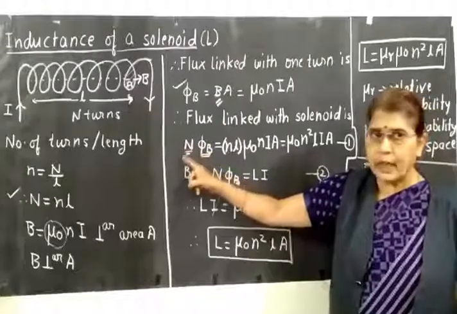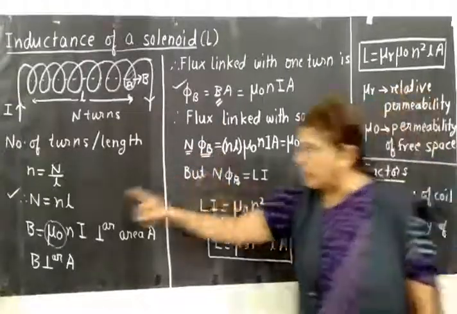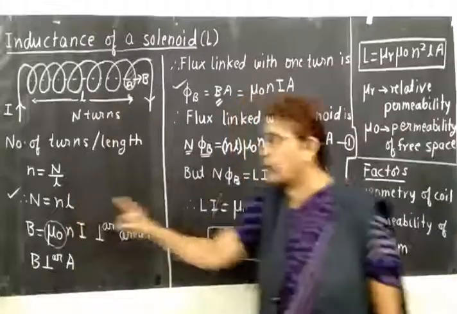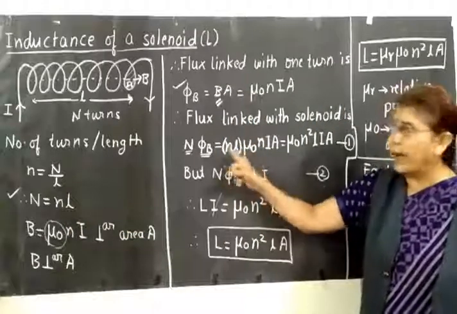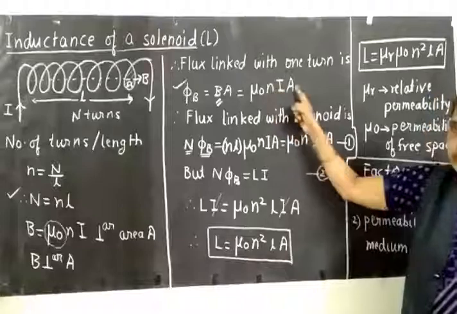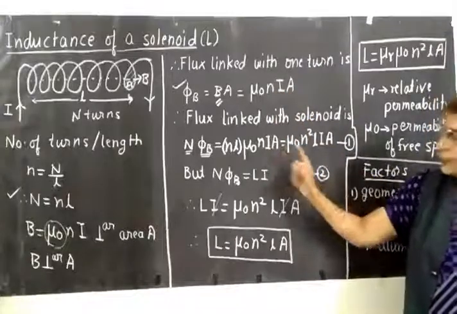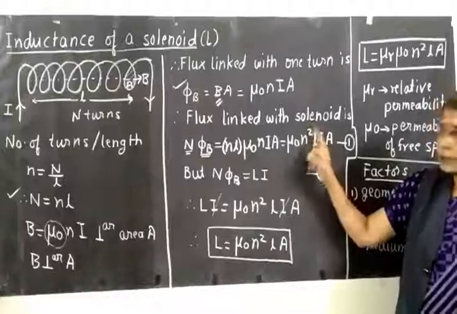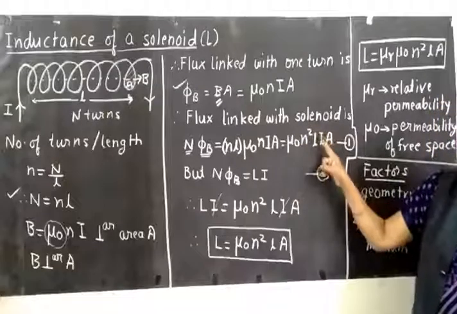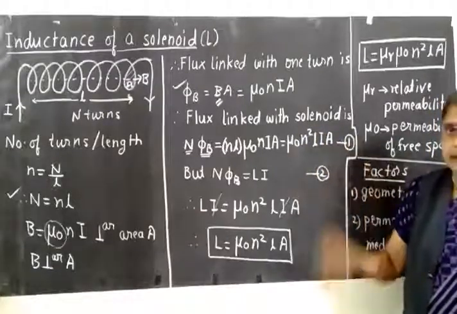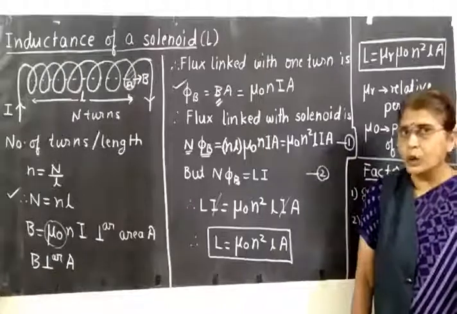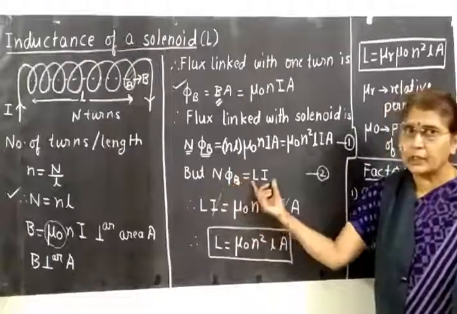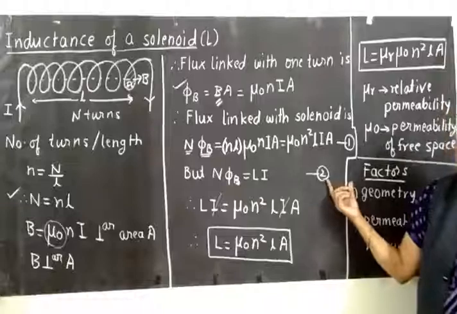Now put the value of N and phi B. Capital N is equal to small n into l, so I have written it as n l, and phi B is nothing but mu 0 n i A. If you simplify this, n into n, you will get n square. So it is mu 0 n square l i A. Let us call this equation 1. Also we have seen flux linked is equal to L i. Let us call this equation 2.